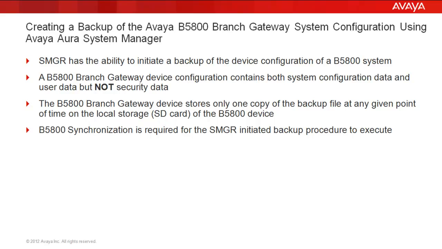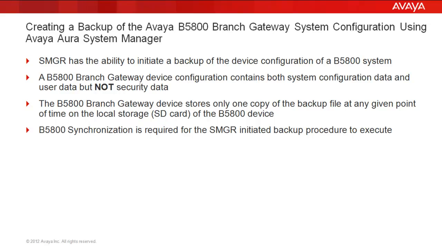This is referred to as an on-device backup. A B5800 branch gateway device configuration contains the system configuration data and the user data, but not the security data, which is always held in the unit's EEPROM chip.